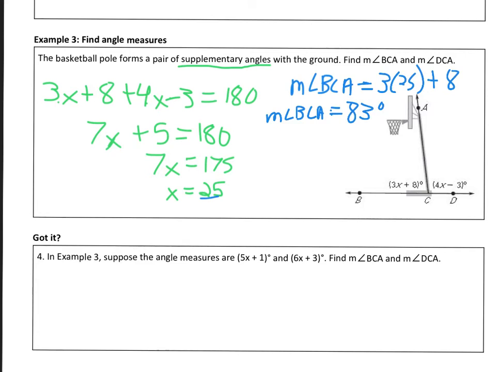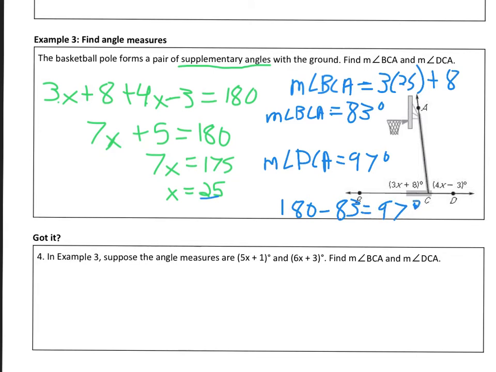And there's two different ways you could find the measure of DCA. You could go ahead, substitute in 25 to 4x minus 3, and that's fine. Or to find DCA, a little bit of a shortcut, you could just take 180 minus 83 to find that other angle. So it's up to you. Either way, substituting in 25 times 4 is 100. 100 minus 3 is 97. On the flip side, you could do 180 minus 83, and it's still 97 degrees.